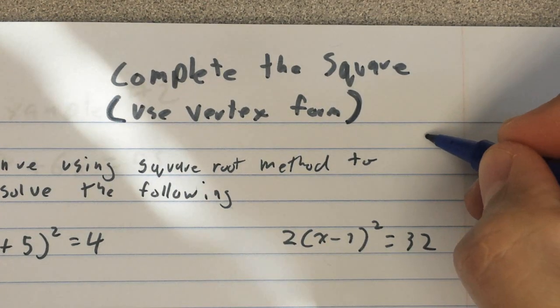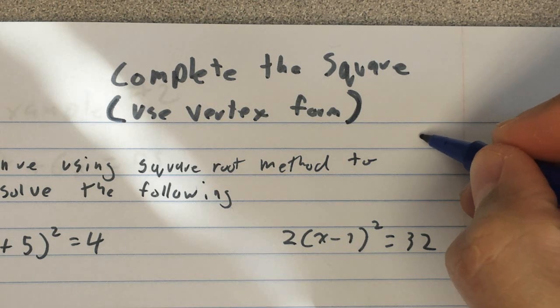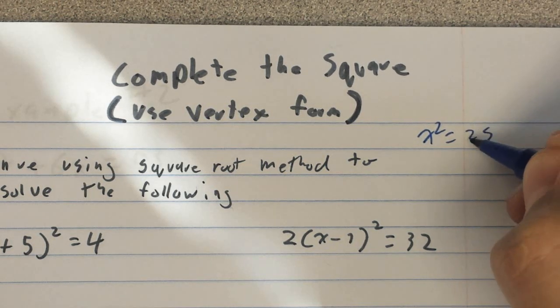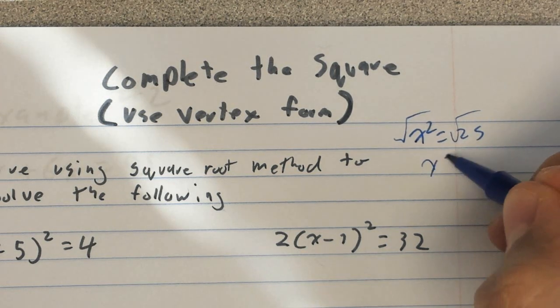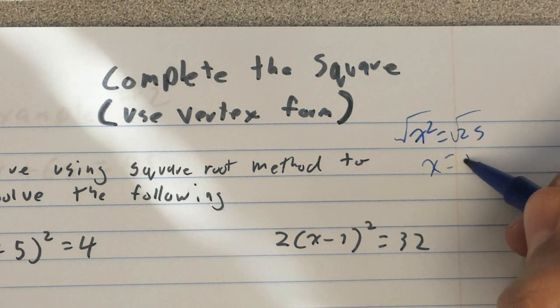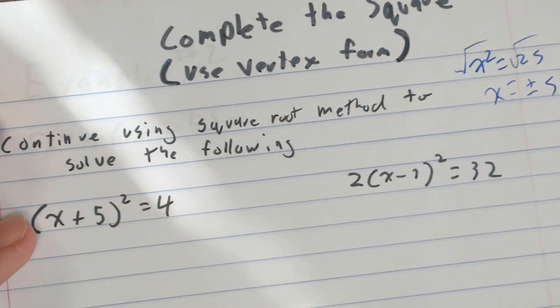Previously, when we solved by square root, we would have something like x squared is equal to 25, and we would take the square root of both sides and get x is equal to plus or minus 5.